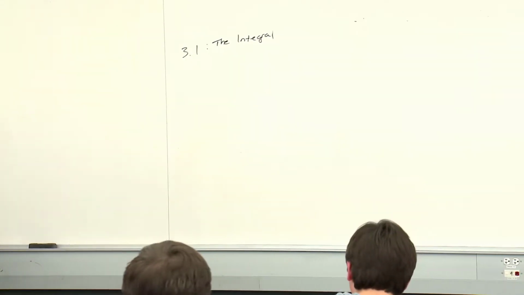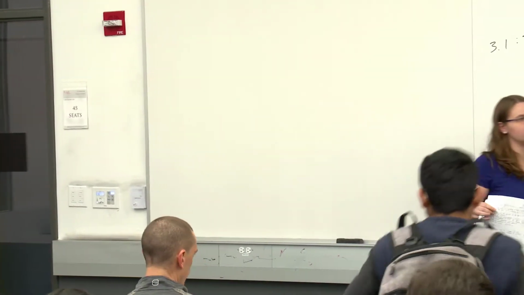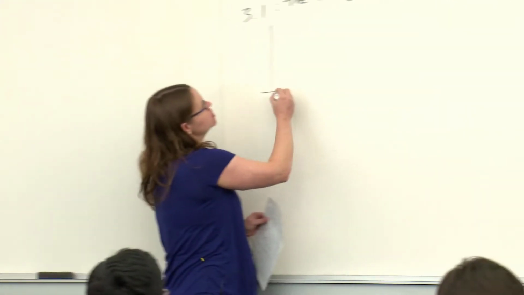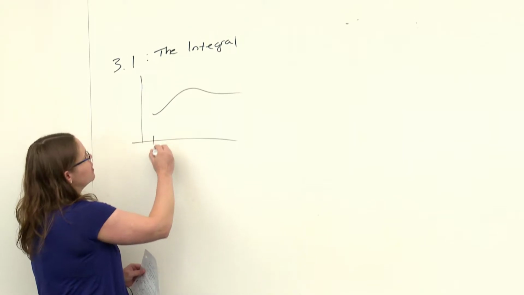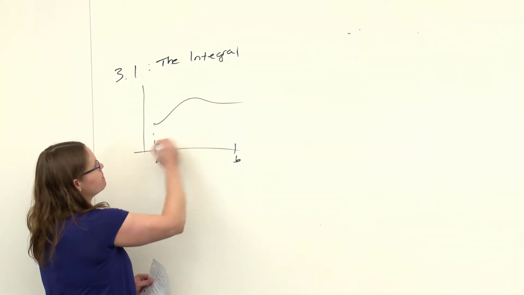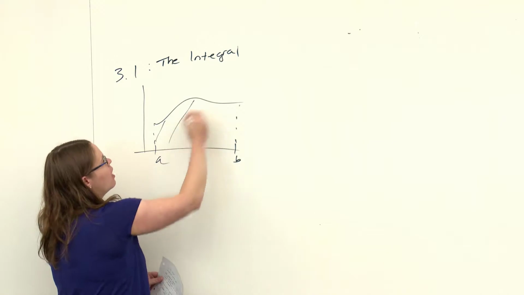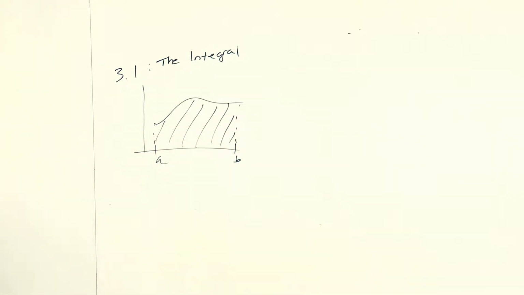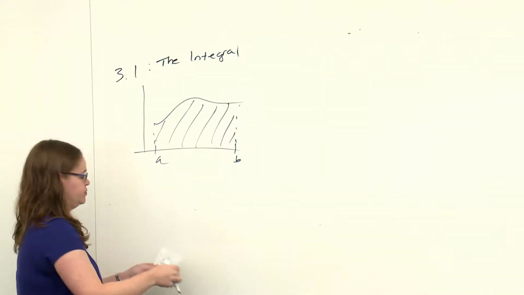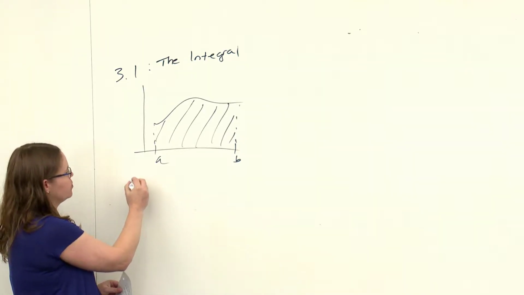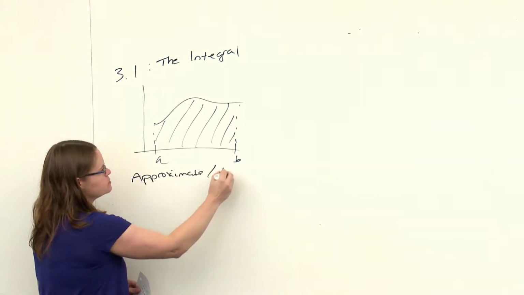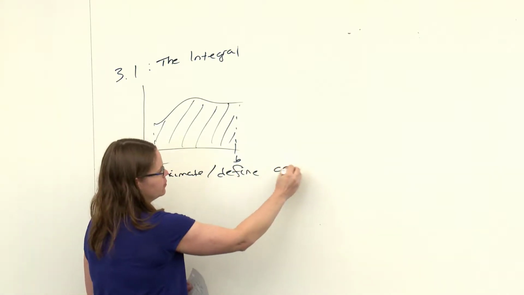Okay, so you have some sort of intuition for what an integral is, right? Think of it as being the area under the curve that we're trying to compute. So we've got our function, whatever it is, from a to b. And we're trying to come up with some sort of meaningful value for the area under this curve. Let's try to approximate or define the area under the curve.